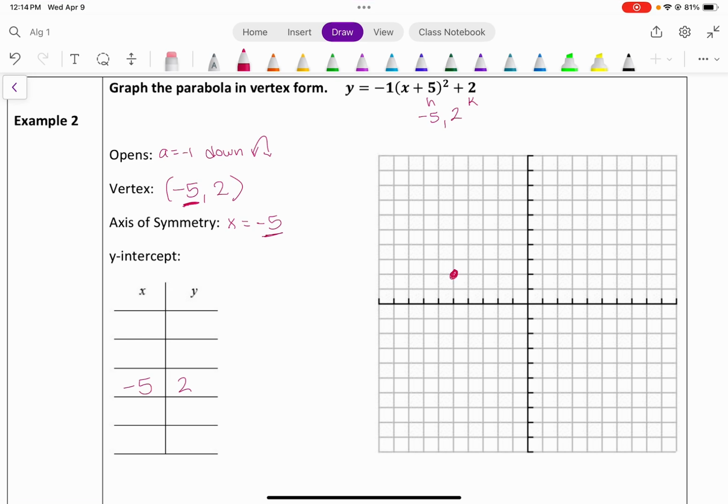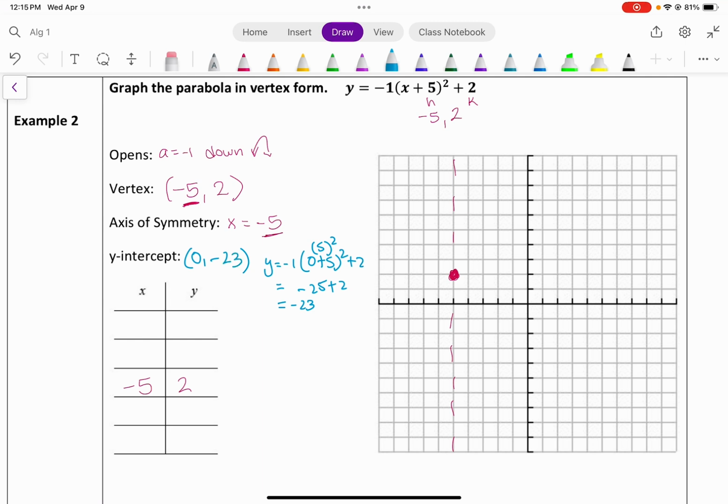-5, 2. I like to graph as I go. You can graph at the very end if you want. Just personal preference, doesn't really impact anything. And my y-intercept, I'm going to plug 0 in. Now, 0 is pretty far away from -5, so I don't think this point's going to fit on my graph, but we'll see what happens. We'll get -1 times 0 plus 5 squared plus 2. So that'd be 5 squared is 25, so -25 plus 2 is -23.